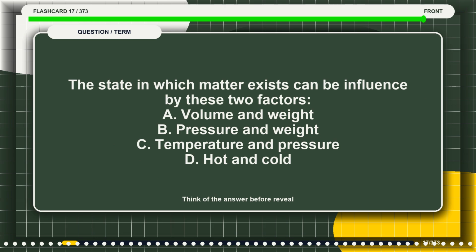Flashcard 17. The state in which matter exists can be influenced by these two factors. A. Volume and weight. B. Pressure and weight. C. Temperature and pressure. D. Hot and cold. Think of the answer before the reveal.